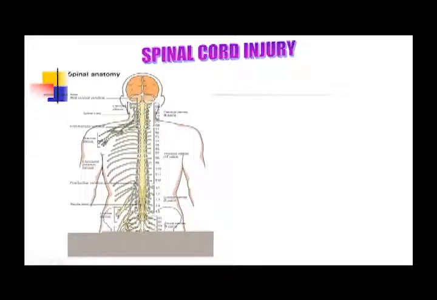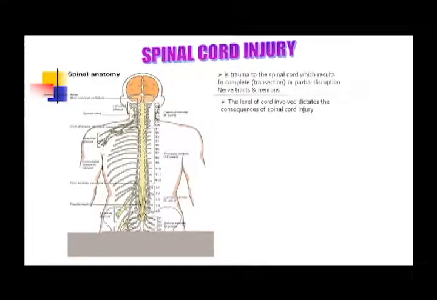Let us start with spinal cord injury. This refers to an injury to the spinal cord that will now result in either a complete disruption or a partial disruption of the nerve tracts or the neurons of the spinal cord. Remember that the specific clinical manifestations of SCI would depend on which area of the spinal cord is affected by the injury.